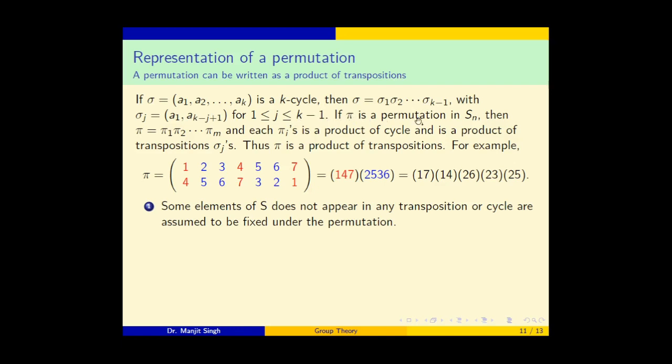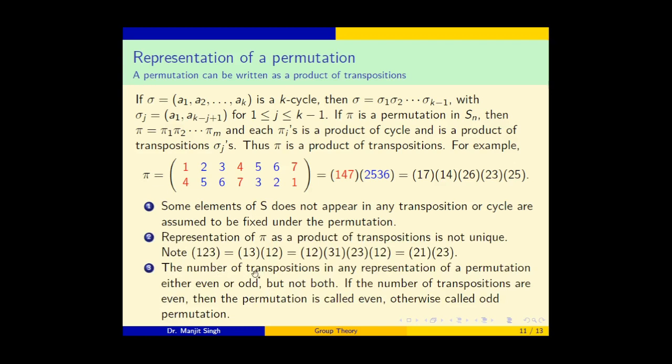So if pi is a permutation in Sn, then pi is a product of disjoint cycles as we discussed, and each cycle is a product of transpositions. Therefore this pi can be written as a product of transpositions. In this example we can see that pi is a permutation written as a product of cycles, and further these cycles can be written as a product of transpositions. Now it is interesting to see that there are 5 transpositions: 1 2 3 4 5. So the number of transpositions is odd, so this permutation will be odd.